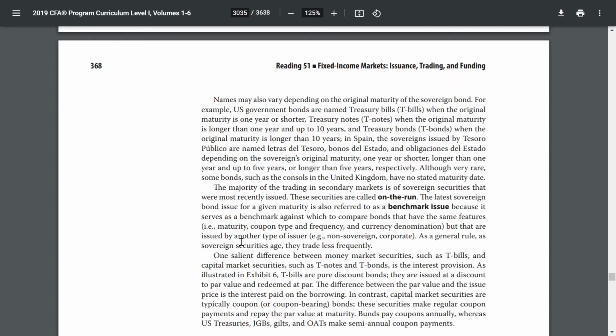Although varying in rates, some bonds, such as the Consols of the UK, have no stated maturity dates. The majority of the trading in secondary markets is in sovereign securities that were most recently issued. These securities are called on the run. The latest sovereign bond issue for a given maturity is also referred to as a benchmark issue, because it serves as a benchmark against which to compare bonds that have the same features but are issued by another type of issuer. As a general rule, as sovereign securities age, they trade less frequently.